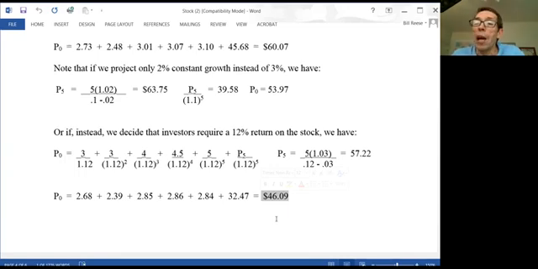Okay, so there was an example of using the dividend discount model to come up with the price of a stock. The other two methods we're going to take a look at, we will explore in the next video.